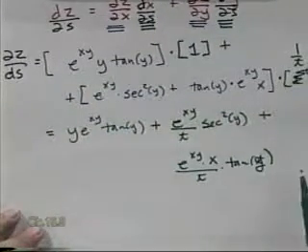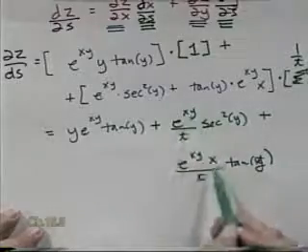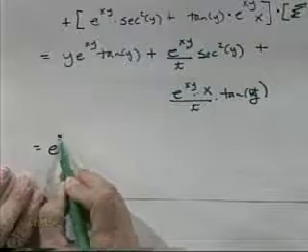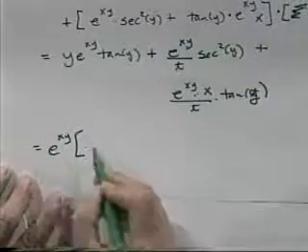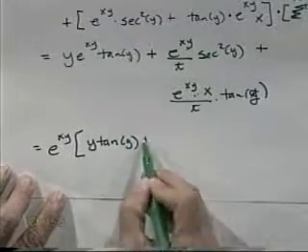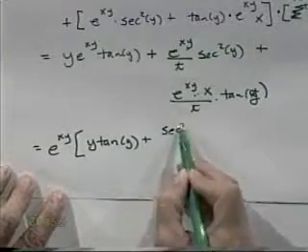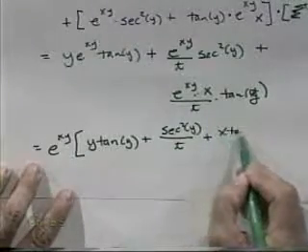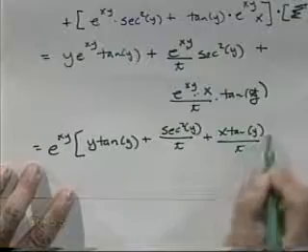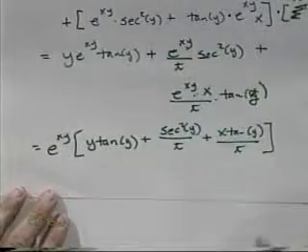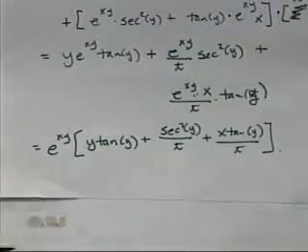If you wanted to, you could see that this has e to the xy, this has e to the xy, this has e to the xy. So if you wanted to, you could factor out an e to the xy and get e to the xy times y tangent y plus secant squared y over t plus x tangent y over t. Could be your final answer. There's multiple ways that you could write out this final answer. Okay, and this is fine. Okay, not hard. Okay, let's do another one.